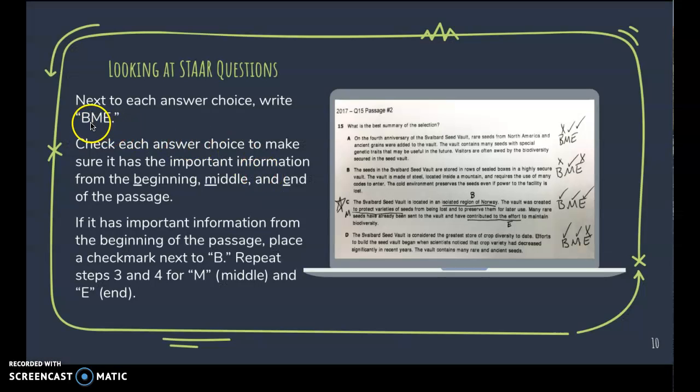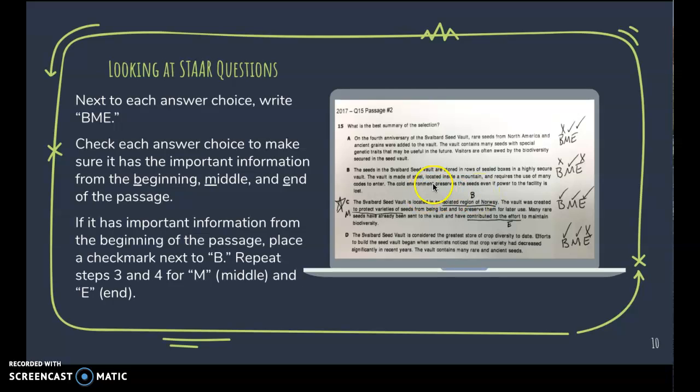We're going to use something called BME, which stands for beginning, middle, and end. And so basically with this, you would want to label BME to the side of each of the answer choices, and then look back through the passage and say, okay, did this include the most important point from the beginning of the passage? No or yes. Did it include the most important point from the middle and then the end? And the one that has all three, that is the summary for a nonfiction text.